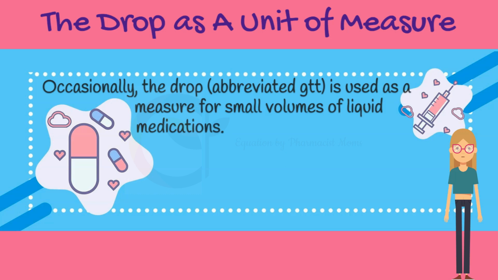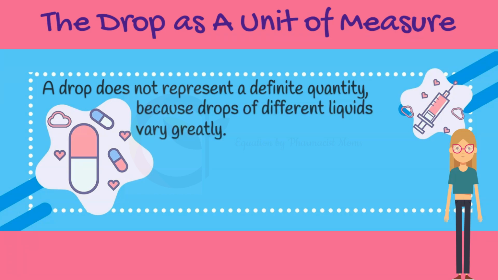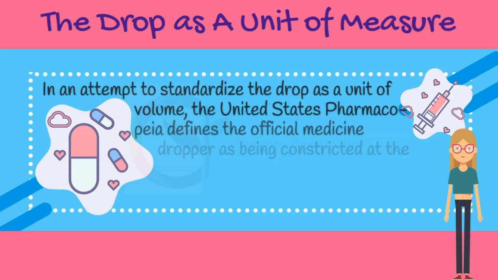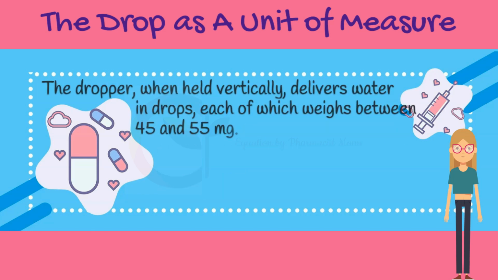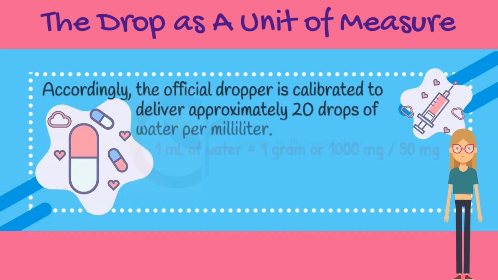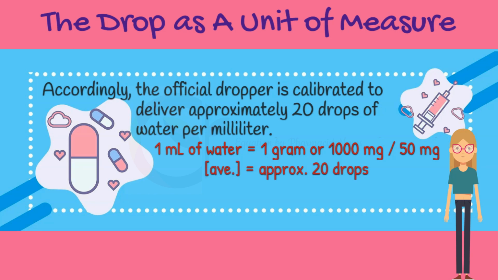Occasionally, the drop, abbreviated GTT, is used as a measure for small volumes of liquid medications. A drop does not represent a definite quantity because drops of different liquids vary greatly. In an attempt to standardize the drop as a unit of volume, the United States Pharmacopoeia defines the official medicine dropper as being constricted at the delivery end to a round opening with an external diameter of about 3 millimeters. The dropper, when held vertically, delivers water in drops, each of which weighs between 45 and 55 milligrams. Accordingly, the official dropper is calibrated to deliver approximately 20 drops of water per milliliter.